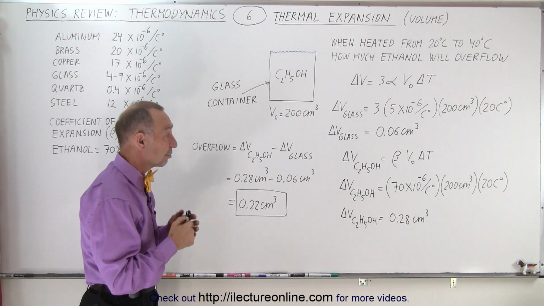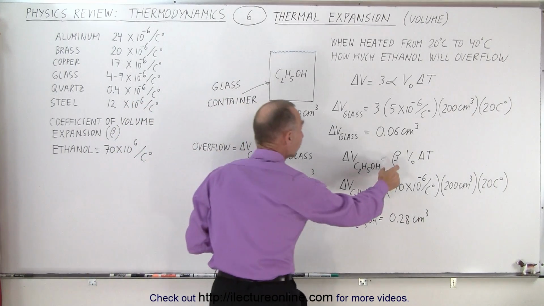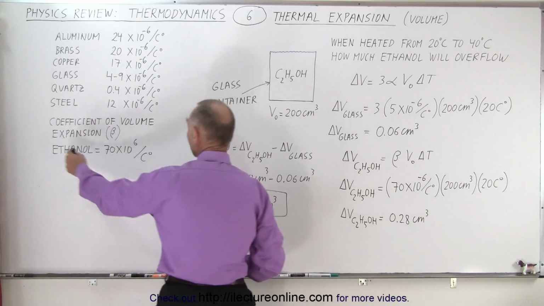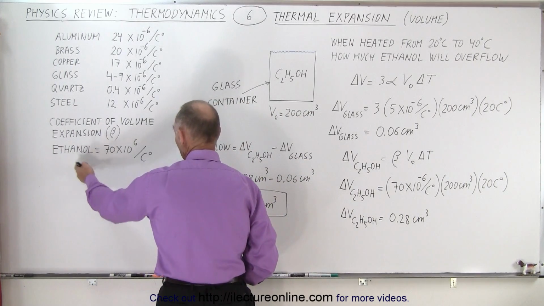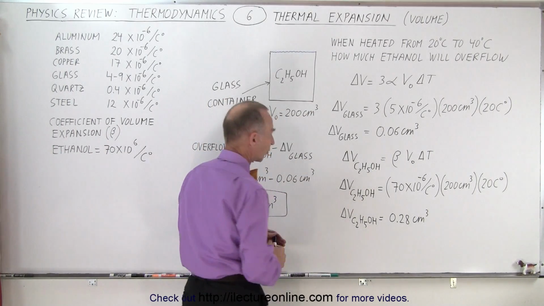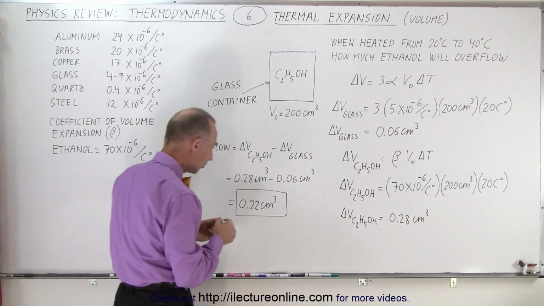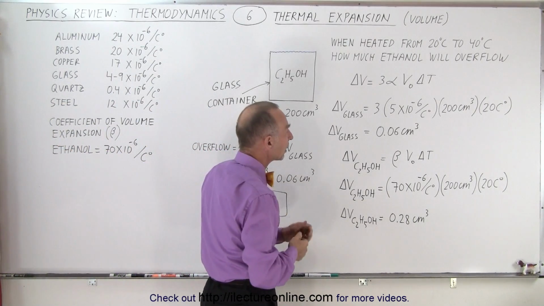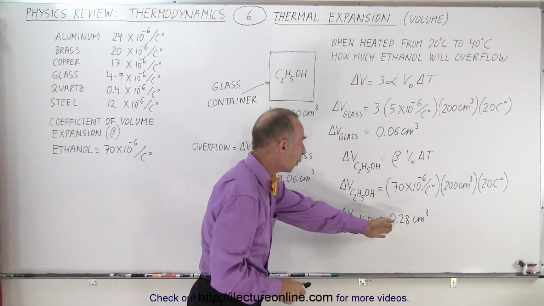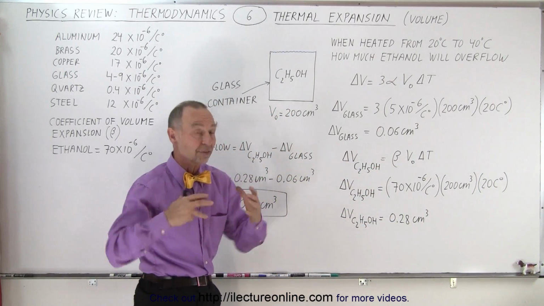Now for the volume expansion of a liquid, we use the coefficient of volume expansion, which needs to be given. So in the case of ethanol, it's 70 times 10 to the negative 6 per Celsius degree. And notice when we plug in the values, we get 0.28 cubic centimeters of expansion.